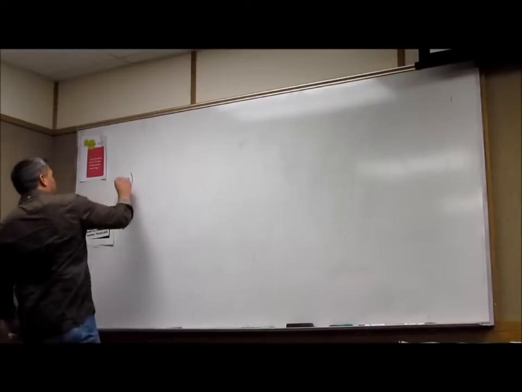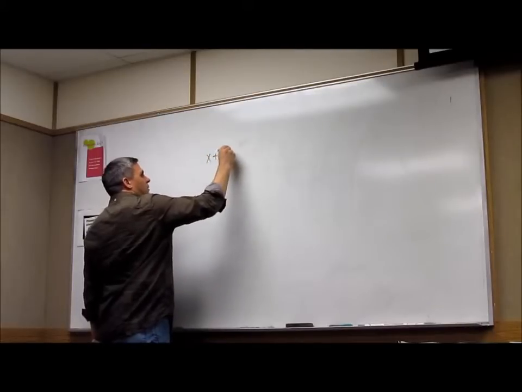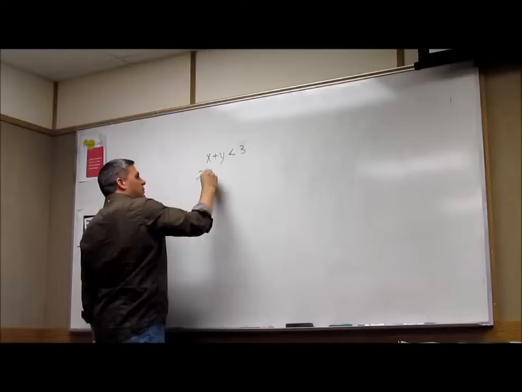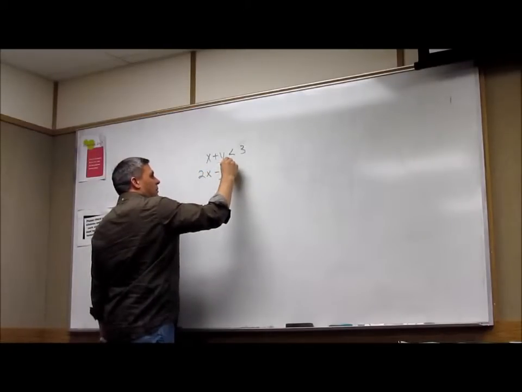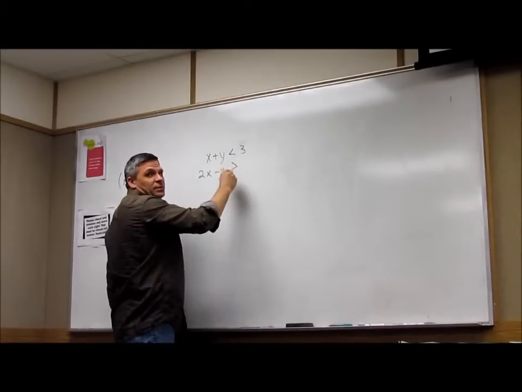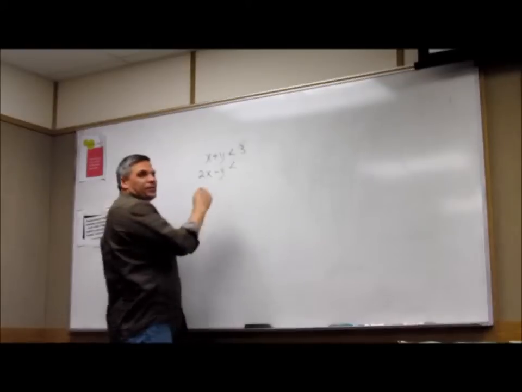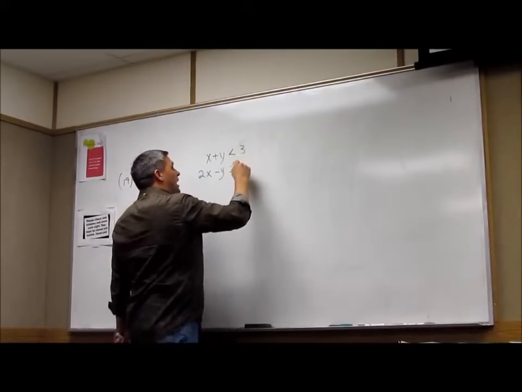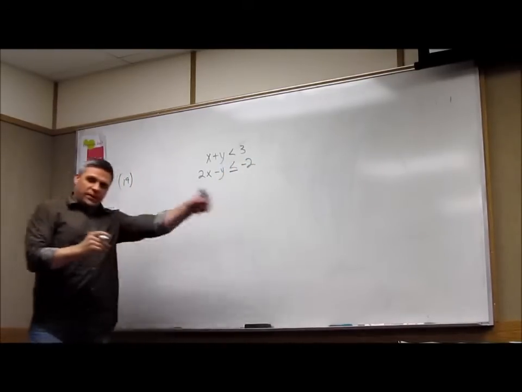Problem number 19. X plus y is less than 3 over 2x negative y, which is less or greater than negative 2. Less than, greater than? Equal to? Less than. Less than equal to, or just less than? Less than equal to. Sorry about that. Negative 2? Negative 2. Okay. Perfect. Thank you.